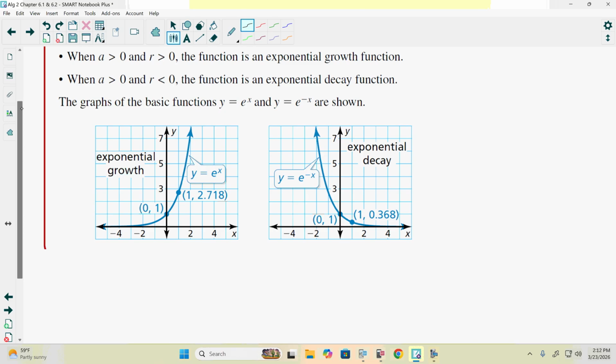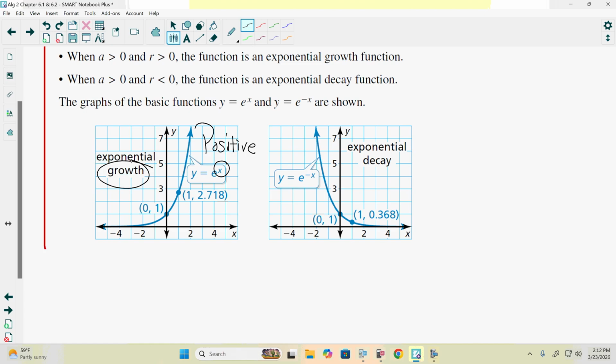If the exponent is positive, doesn't matter what the number is, if the exponent attached to e is positive, it's going to be growth. Because the base is already greater than 1. e is set to be 2.718 going on and on and on. So if the exponent is positive, we're good there.